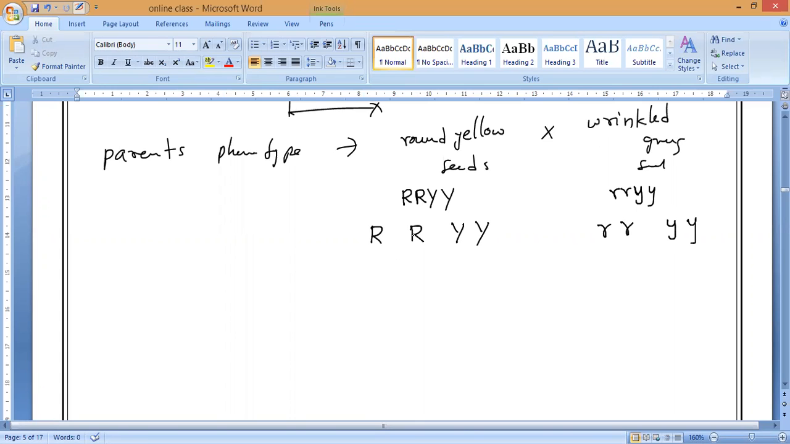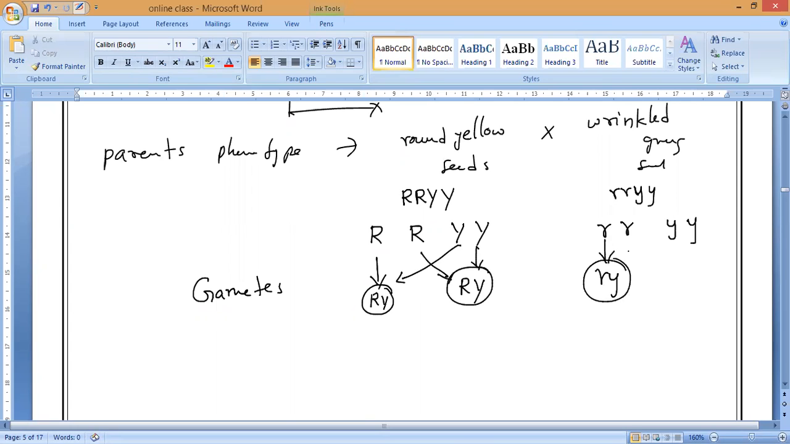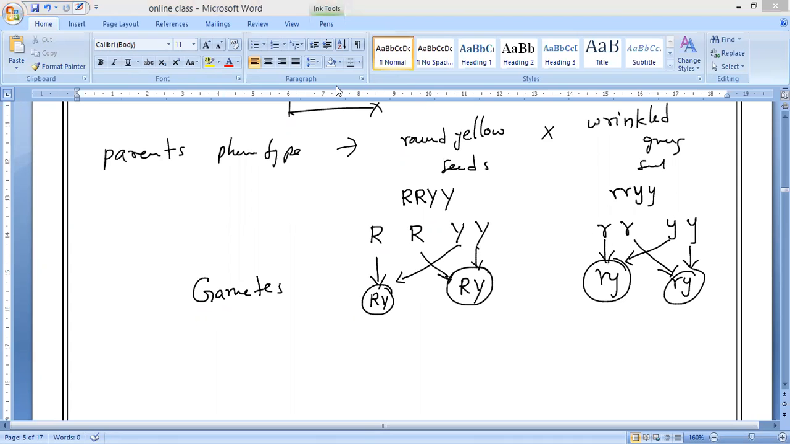Now, if you take gametes, what gametes will form here? Capital R, capital Y, this is one gamete. Next, again capital R, capital Y, this is another gamete. Now here, small r, small y is one gamete, and small r, small y is another gamete. Till here, any doubt? Have you understood?